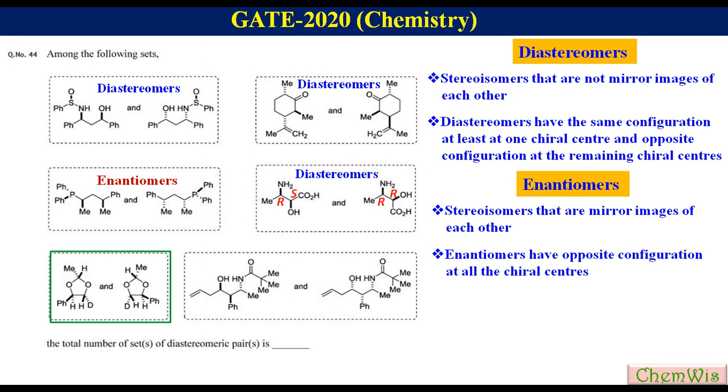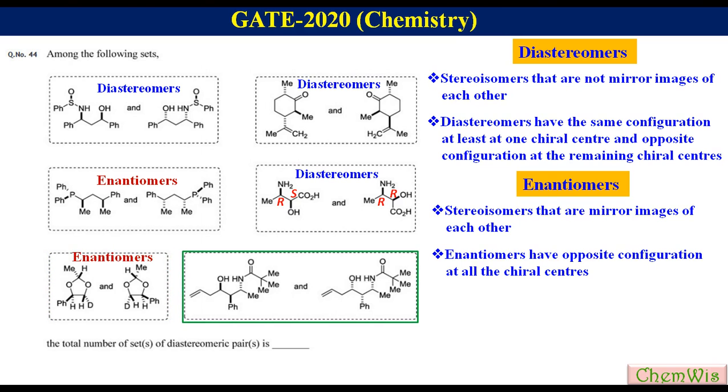These are mirror images of each other, and so enantiomers. These are not mirror images of each other, and so diastereomers. So the total set of diastereomers is 4.